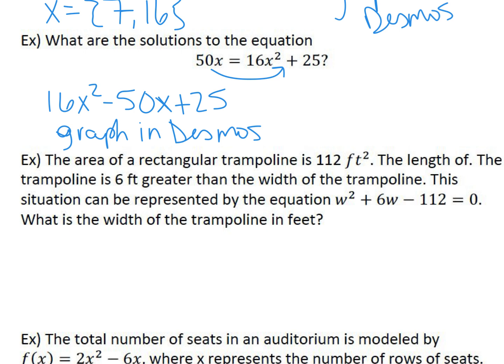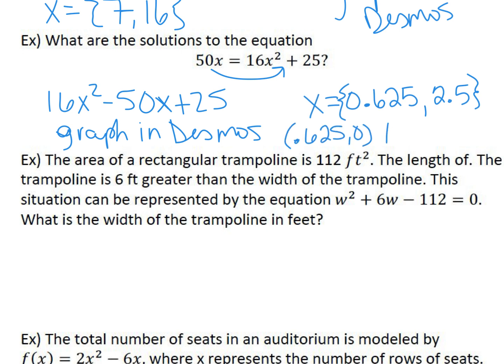All right, when we graph this, we get x equals 0.625, a little tiny decimal. And is there a second one? What is it? And 2.5. So again, you can write it like this. You could write it as a coordinate. Either way, I will take it. Just make sure you're putting that in Desmos to see it.